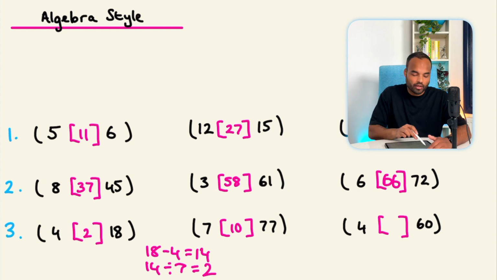So with the third set, we have 60 and 4. So we're going to do 60 take away 4 first, which is 56, and then 56 divided by 7, 8. So the answer should be 8.